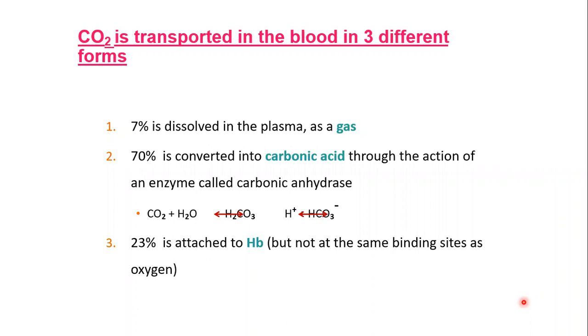This is our last slide. It shows us how carbon dioxide is transported in the blood. There are three different forms. Only around 7% is dissolved in plasma as a gas. The majority, 70%, is converted to carbonic acid through the action of an enzyme called carbonic anhydrase. Remember the name of the enzyme. And this carbonic acid will then dissociate into hydrogen and bicarb. This is a reversible reaction, which means it can go both ways according to our need of hydrogen ions.